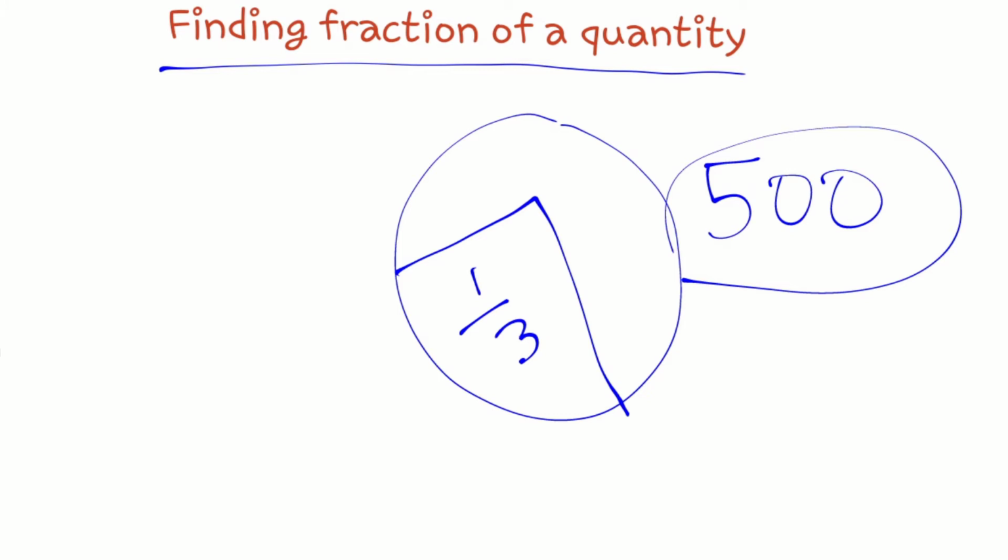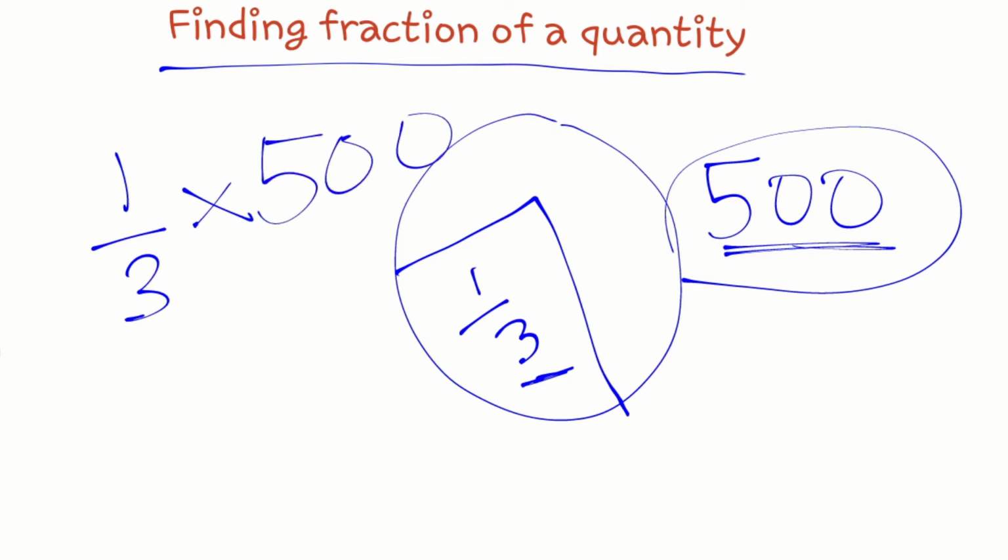Okay, so for instance, let's try and find the fraction of some quantities. If you are given a quantity and you are asked to find the fraction of that quantity, you multiply that fraction by the quantity. So in this situation, we are multiplying 1 over 3 by 500, and simplifying this will give us the fraction of this whole quantity.